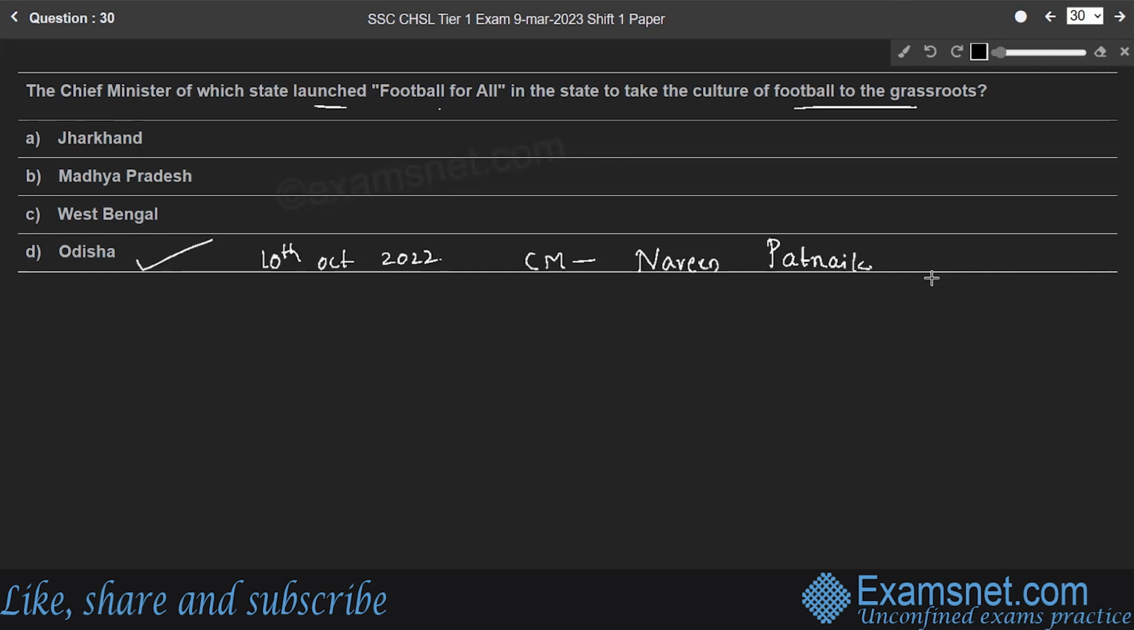It has been initiated by FIFA in Odisha in partnership with the Kalinga Institute of Industrial Technology and Kalinga Institute of Social Sciences. This is the first such program of FIFA in India that aims at promoting football among school children. Option D is the right answer.